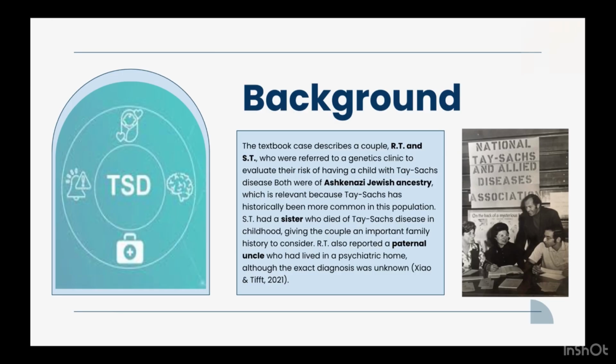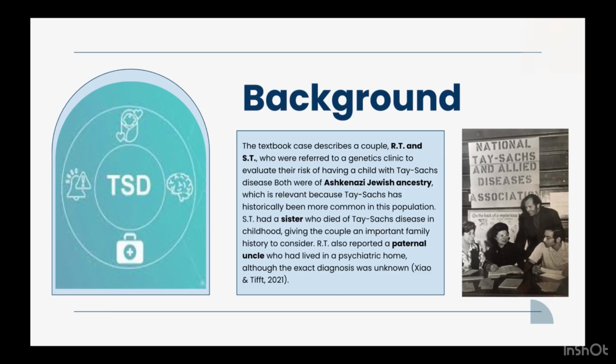Okay, hello everyone. My name is Ava. So first I'm going to talk about a little bit of background, and in order to do that, I'm going to talk about the case example that is in our textbook. In our example, we are introduced to a couple initialed RT and ST, RT being male and ST being female. They are partners seeking counseling for possibly having children. They were referred to a genetics clinic because they're at risk of having a child with Tay Sachs disorder.